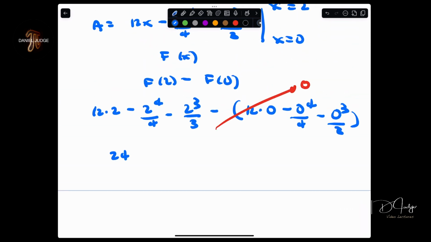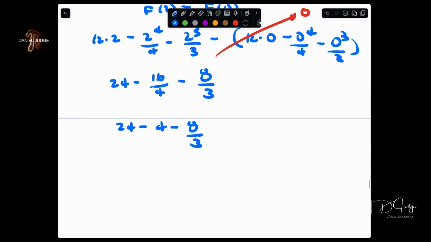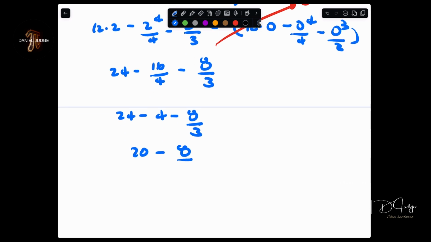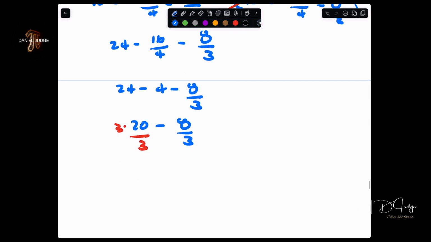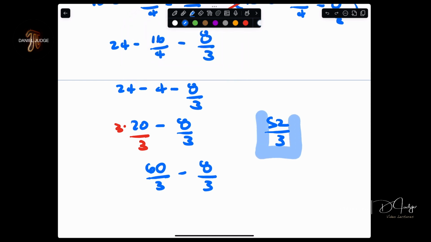So we get 24 minus now 2 to the 4th over 4. 16/4 minus 8 cubed. 24 minus 4 minus 8 cubed. 24, that's 20 minus 8 over 3. Now we got the common denominator. 60/3 minus 8/3, and that's 52/3. All right, not too bad.